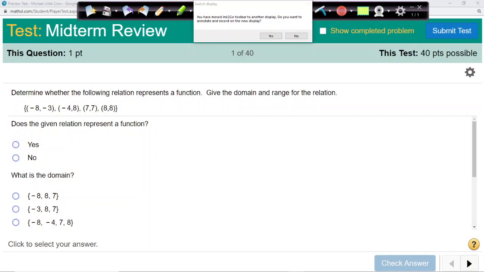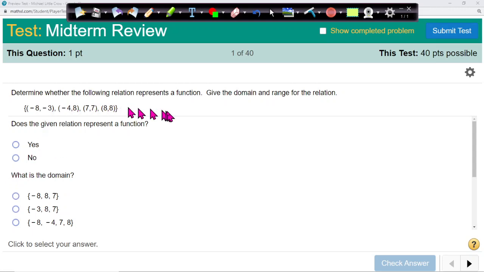Okay, so we're going to get going on this. Watch for the announcements on the exam. So let's see, what do I do here? Let me switch over. So here's our first question.